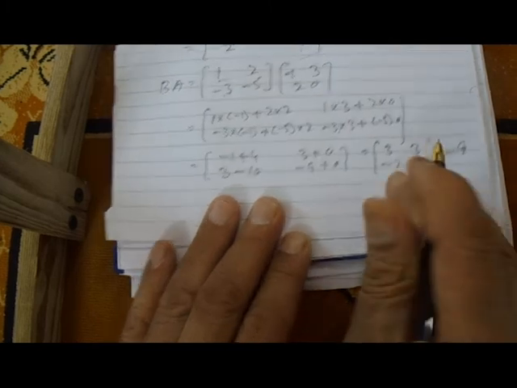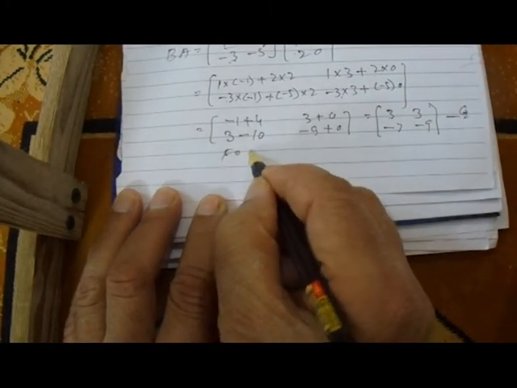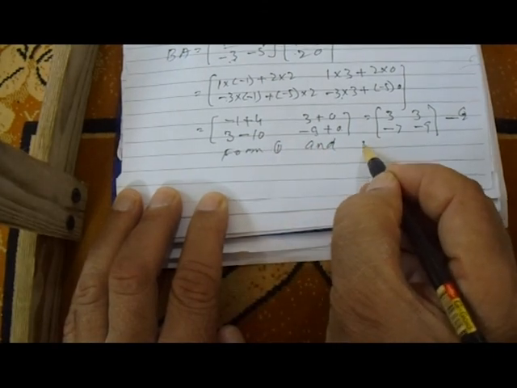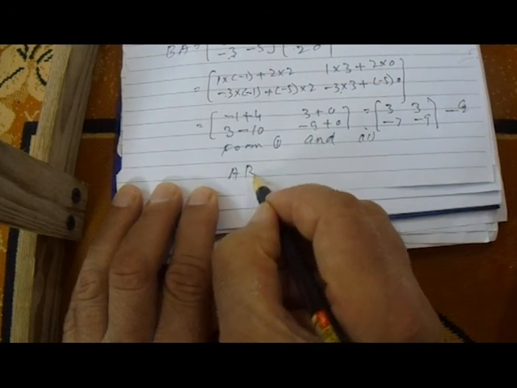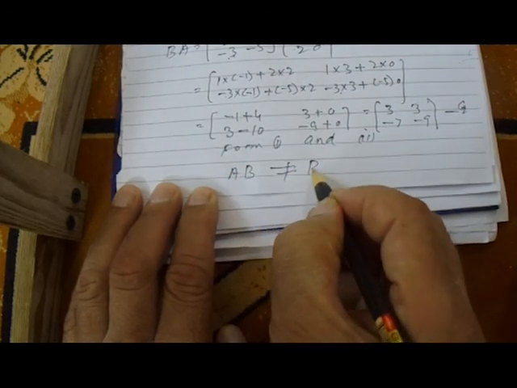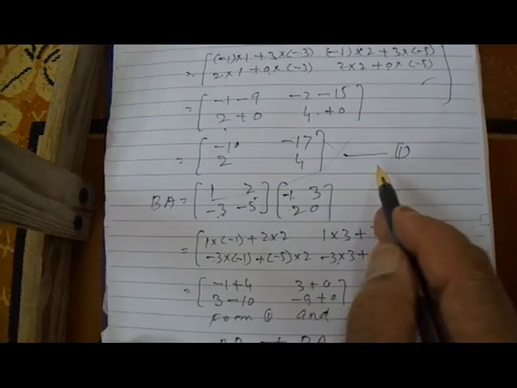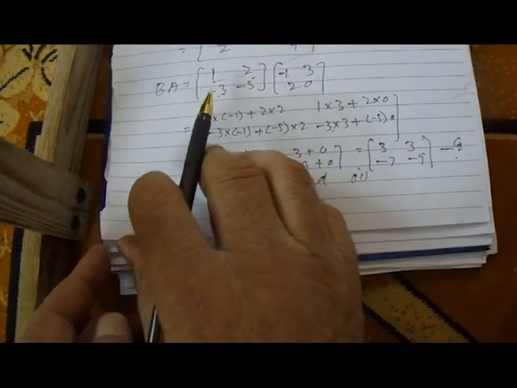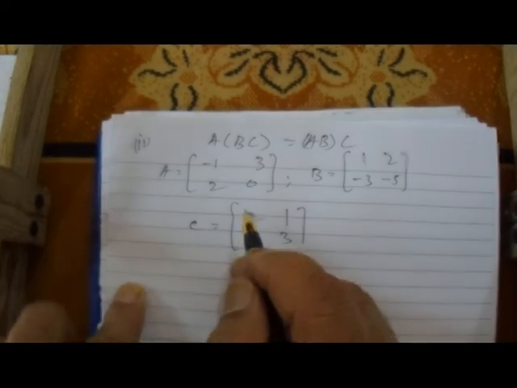From 1 and 2 we write that AB is not equal to BA. This is our first result, this is our second result. From this, AB is not equal to BA. Now it is the second part of this question.